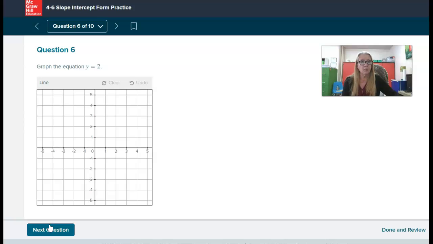Then next we have y equals 2. Well, this is the y-axis. Where is y +2? Right here. Where else is y +2? Well, the point 1, 2 would be right here. Okay? And we have our line.